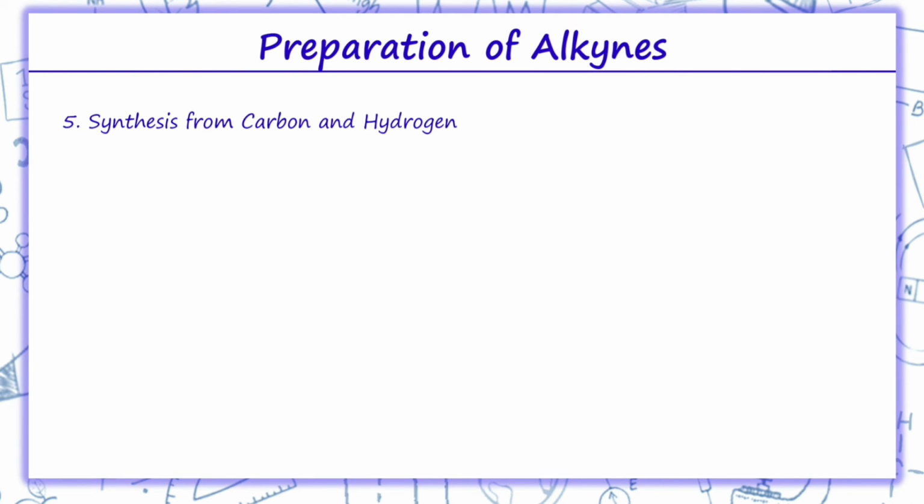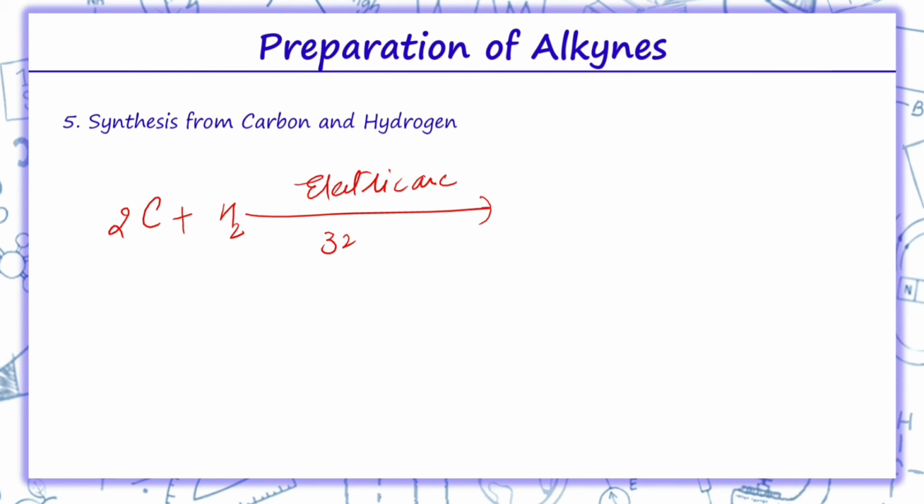Next method is formation of alkynes from carbon and hydrogen. Acetylene can be prepared by passing a stream of hydrogen through an electric arc, that is carbon and hydrogen with electric arc, at a temperature of 3270 Kelvin, we get acetylene.